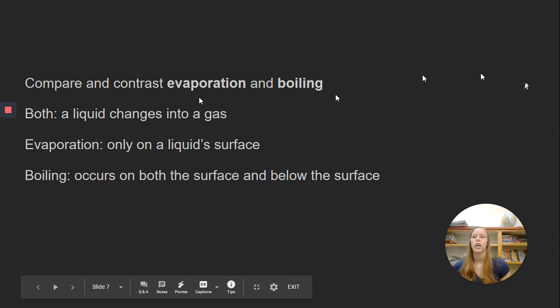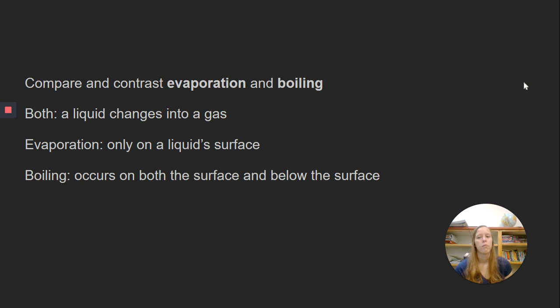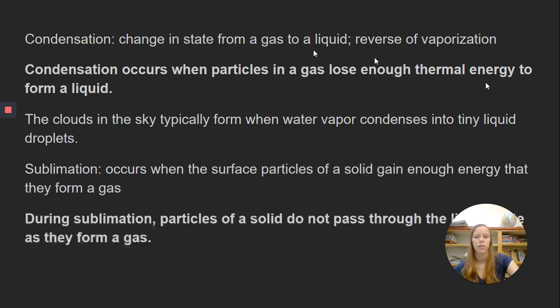So compare and contrast evaporation and boiling. In both evaporation and boiling, a liquid changes into a gas. Evaporation takes place, remember, only on the surface, and boiling occurs both on the surface and below the surface. So let's look at condensation now, condensation and sublimation. So condensation is the change in state from a gas to a liquid. So the reverse of vaporization, a lot of opposites today in our lesson.